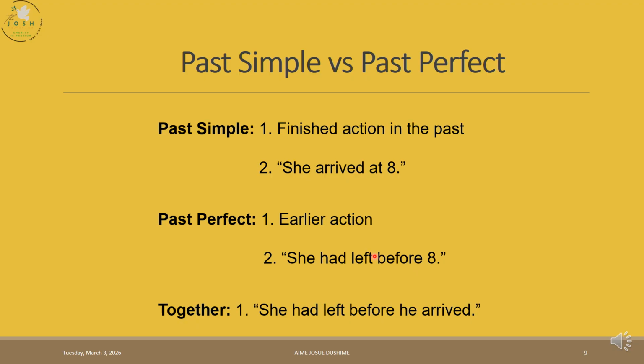Means this one went before, left before. Then the second thing that happened, the person who was looking for her arrived. Her friend arrived to see her. Now let's do them together. She had left before he arrived. Means this guy came to see this girl and then found that the girl had left.